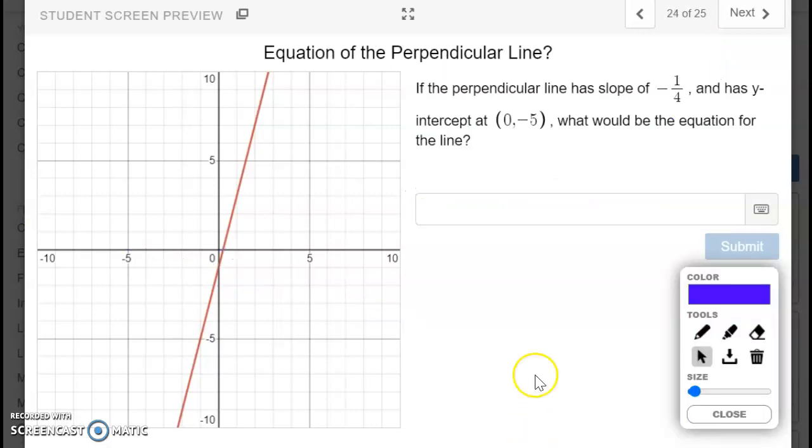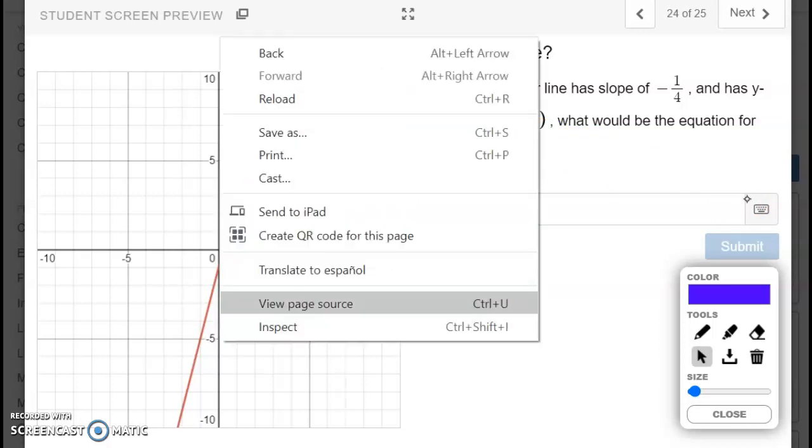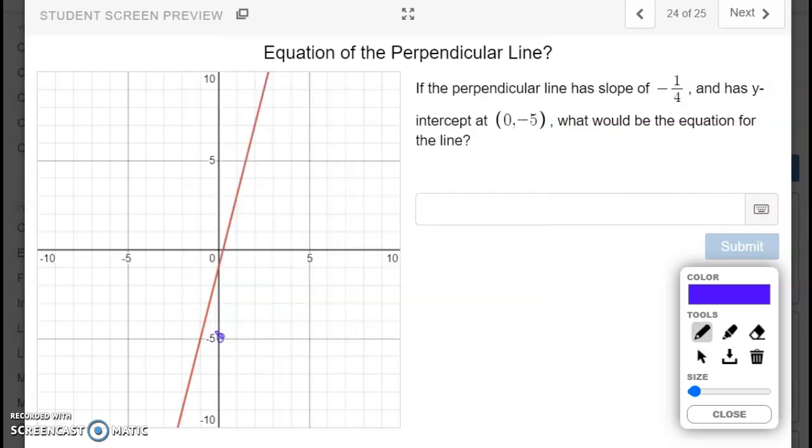Now this time, if the perpendicular line has a slope of -1/4, we're given the slope of the new perpendicular line, and it has the y-intercept of (0, -5). What would be the equation for the line? Where is (0, -5)? It's right there. We are being told that this is a point of the equation. What is the y-intercept in this case? The y-intercept is -5, so b is -5.